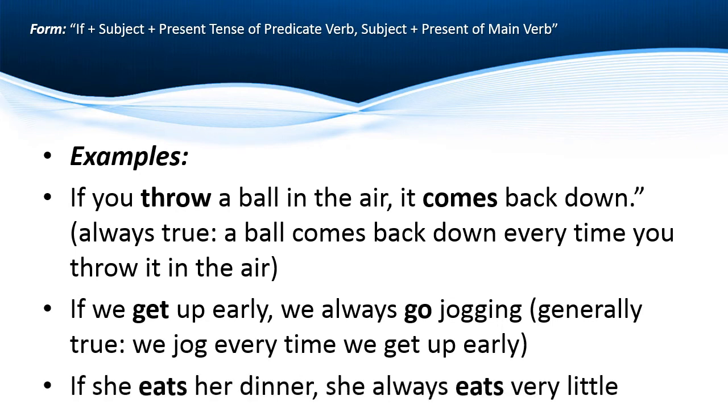If she eats her dinner, she always eats very little. If she eats her dinner, that's in present tense form, she always eats very little, also in present tense form. It is true. Every time she eats her dinner, she always eats very little. True in the past, true in the present, and true in the future, because that is her truth. That is true about her.